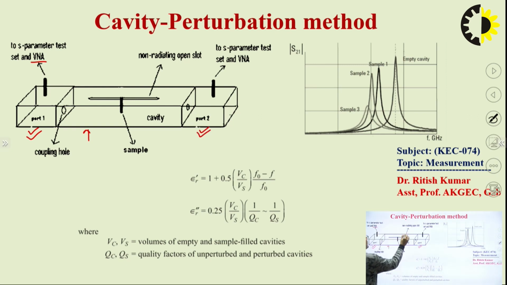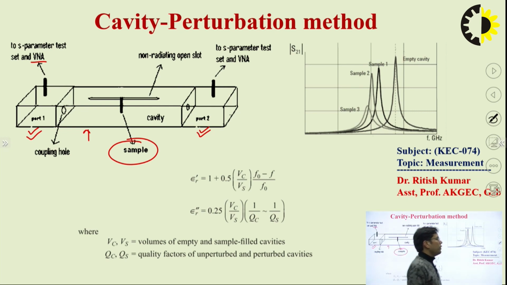Now, here you can see a non-radiating slot, as we have in the slotted waveguide section that we discussed in the previous measurement technique of VSWR. And this is a sample whose dielectric constant we want to know. So think about how to measure the dielectric constant with the help of this cavity. The cavity itself has its own resonating frequency.